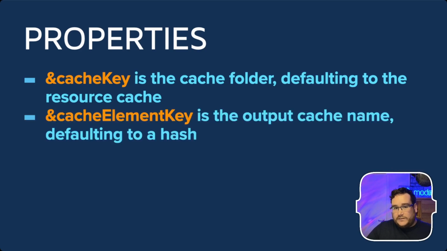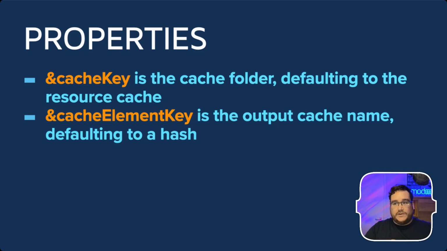What we want to set though is the cache element key. This is used to determine the actual cache file name and allows it to create one cache file that is shared across different pages. The default value for the cache element key is a hash built up from the current resource, any properties provided to the getCache snippet, as well as URL parameters.